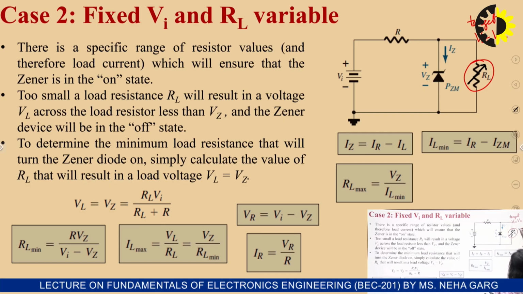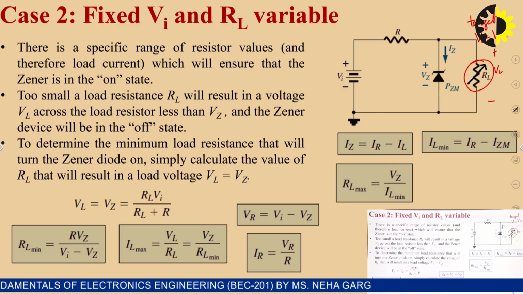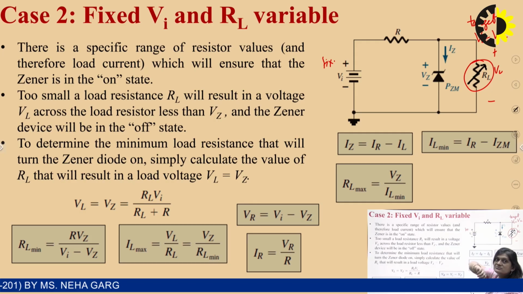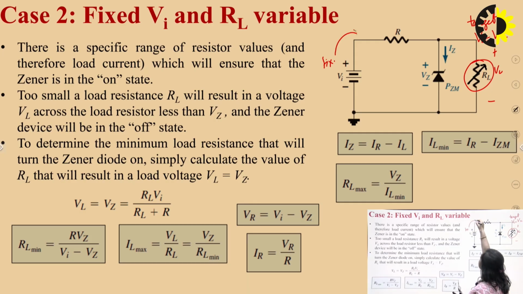The voltage across the RL is called VL, and this must be equal to VZ. This is our target, and here VI is fixed. VI is fixed, so the current coming from this VI, this IR is also fixed. But here RL is variable. It will be varying from RL minimum to RL max.